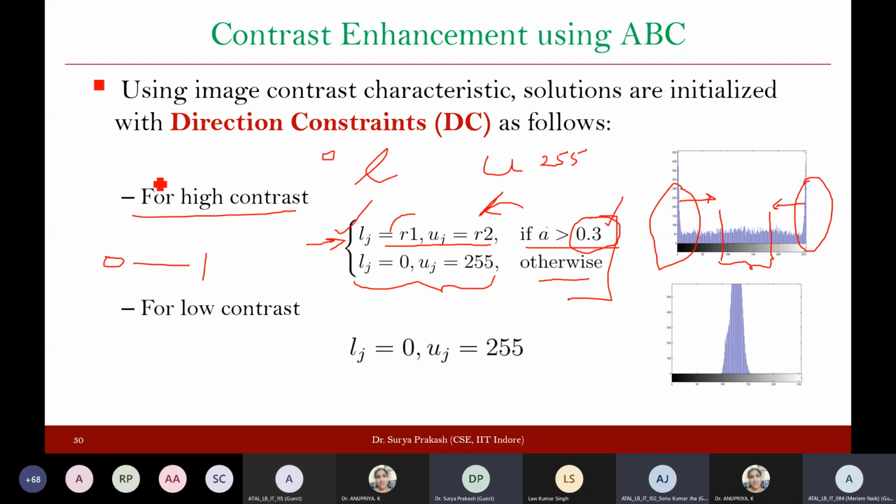Okay? So this is what we are doing in case of high contrast. In case of low contrast, what happens? In low contrast, we have all the pixels accumulated at the center. So we want this to be distributed across the range. So here we are considering L and U as 0 and 255. So depending upon what kind of image we have, we can have an informed initialization, and to get that informed initialization, these direction constraints are actually helping.